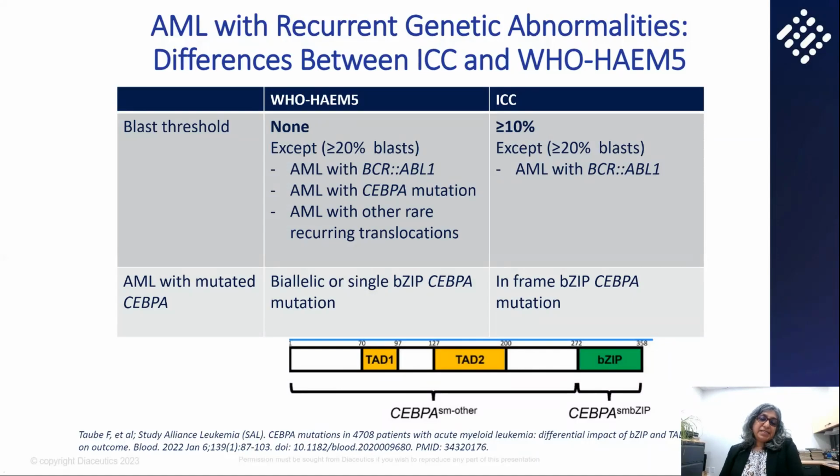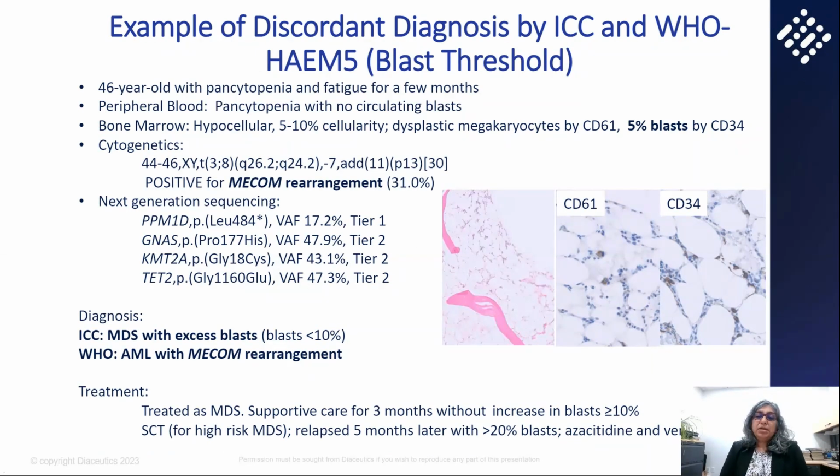Given these differences, there are cases where they pose diagnostic challenges. A case may be classified as AML in one and not the other. Let's look at an example. This is a 46-year-old patient with pancytopenia and fatigue for a few months. Peripheral blood showed pancytopenia with no circulating blasts.